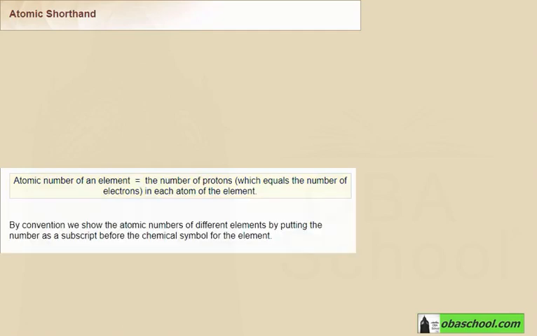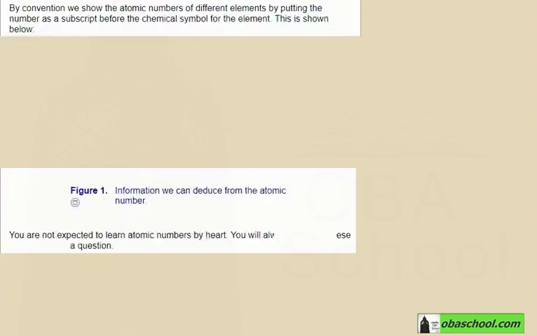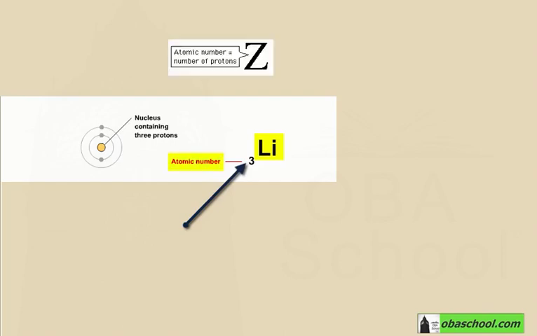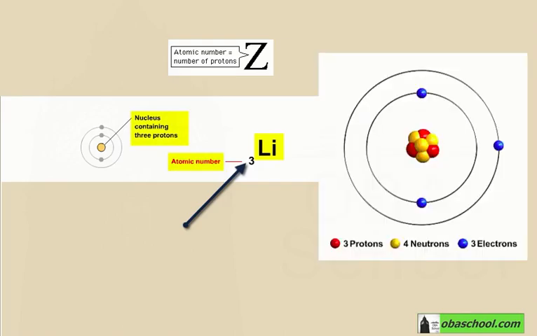By convention, we show the atomic numbers of different elements by putting the number as a subscript before the chemical symbol for the element. So let us take an example. When we write Li, which is the chemical symbol of lithium, and you see the subscript 3, it means that this is the atomic number of lithium. In other words, it is the number of protons inside the nucleus of lithium. Moreover, the number of protons will be equal to the number of electrons, since it's a neutral atom. So number of protons equals number of electrons equals 3.